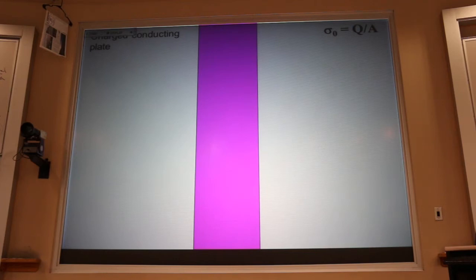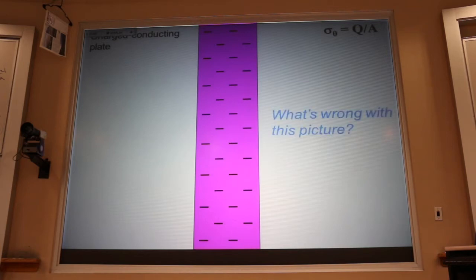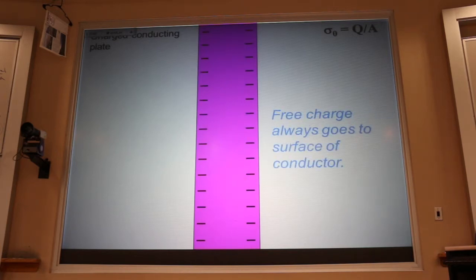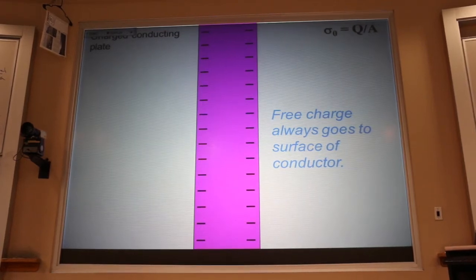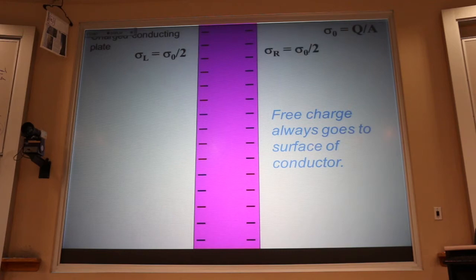Now suppose I just dump a great big bucket of electrons onto that metal. Well, they're not happy there. You know they're not happy there. And so they want to get away from each other, and they're going to end up on the surface, on both surfaces. Now if I call sigma naught the total charge over the area of that plate, then each of those sides is going to get half of that sigma. Right? Half the electrons went to the left, half went to the right.